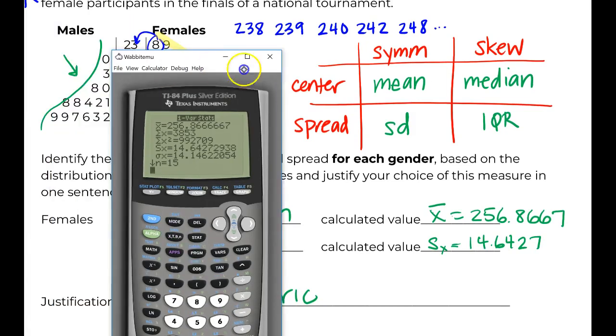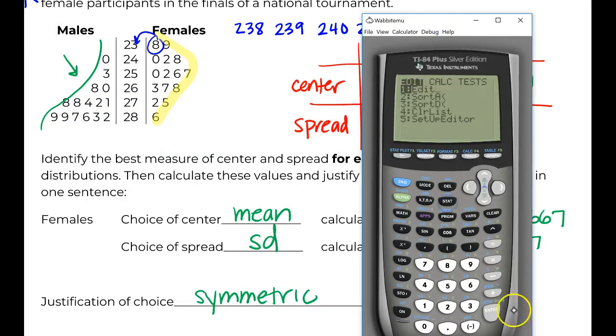So again, I'm going to have to go back here, back to stat, back to edit. I'm going to go up to L1, press clear, press enter, and I'm going to start entering all that male data. There isn't anything for the 23, right? So do not put 23 in here. Nobody rolled a 23. That just means the lowest men's score was a 240. And again, I will pause you so you don't have to watch me type all of these in.